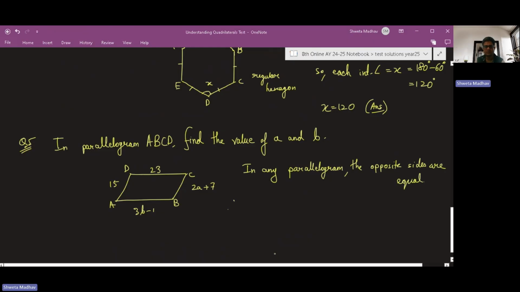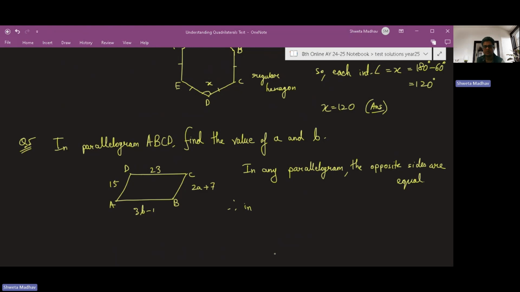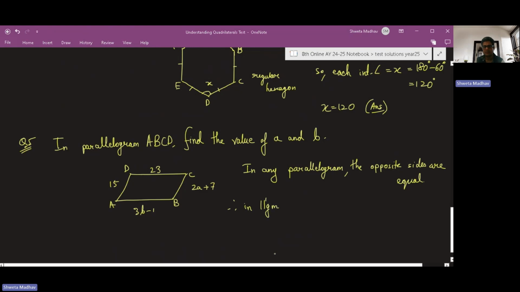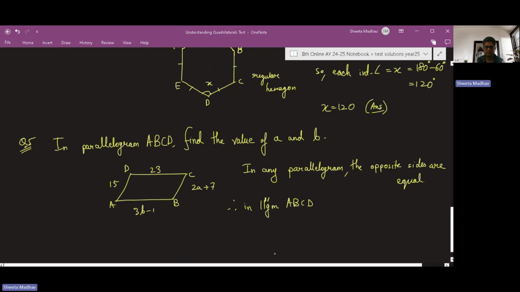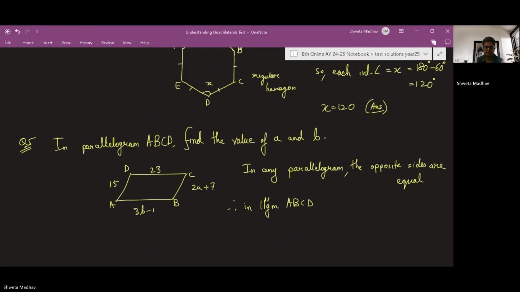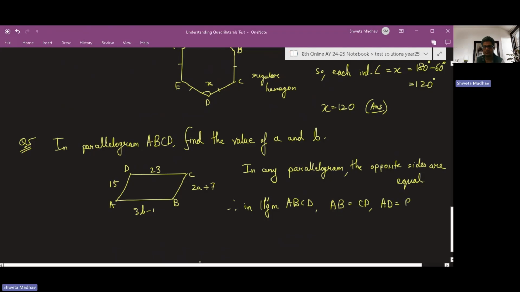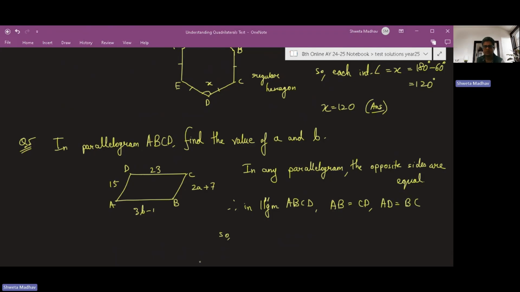So therefore, we can say that in parallelogram ABCD, AB will be equal to CD and AD will be equal to BC. So we can say that the length of AB, which is 3B minus 1, should be equal to 23, and 2A plus 7 should be equal to 15.